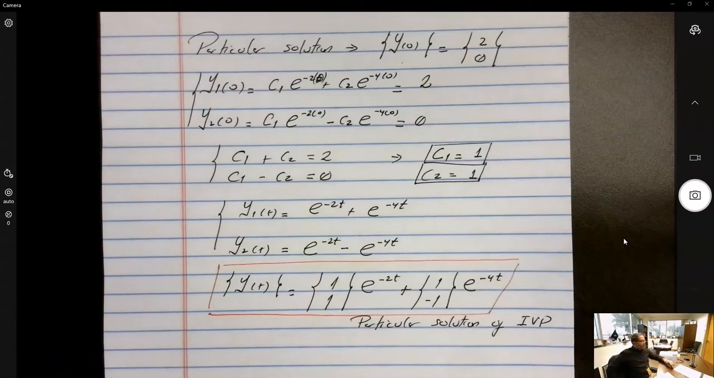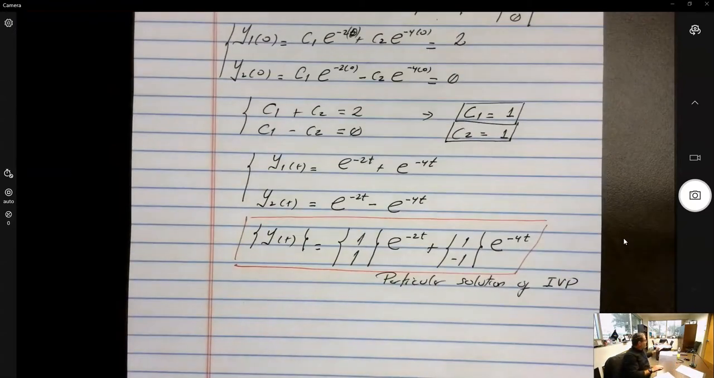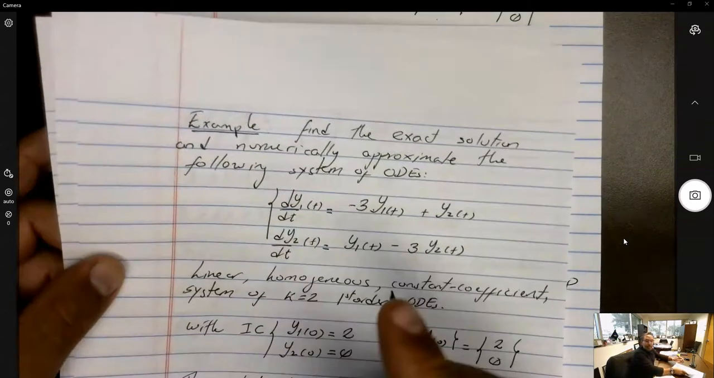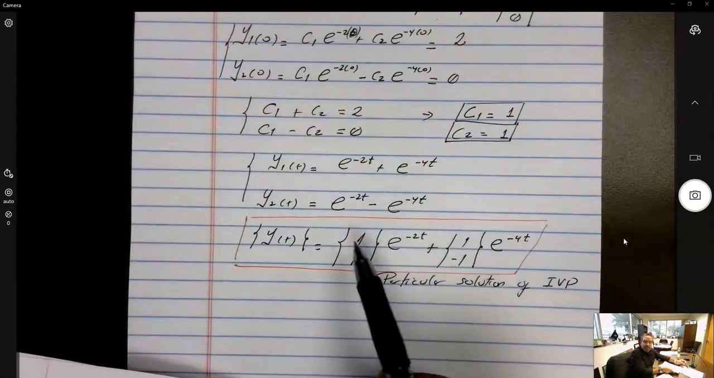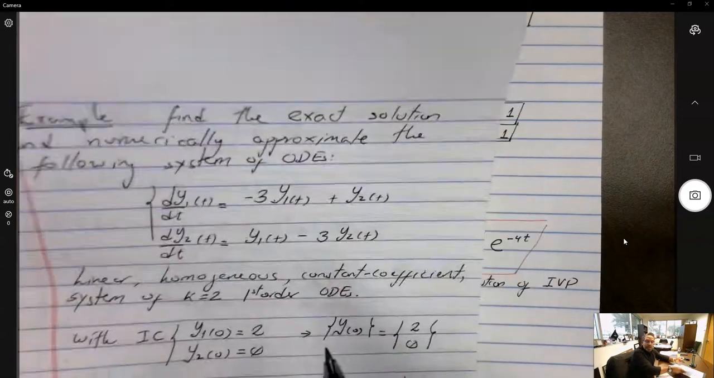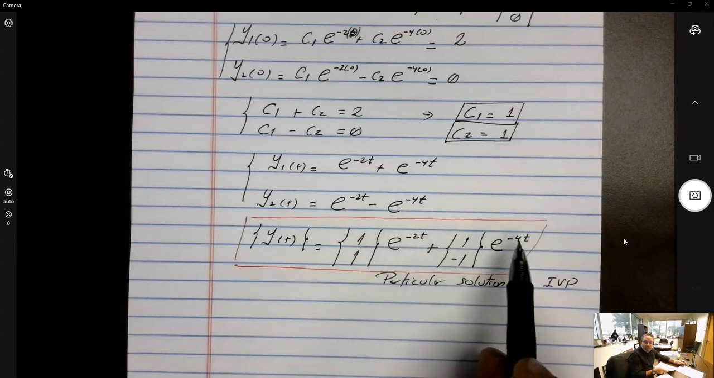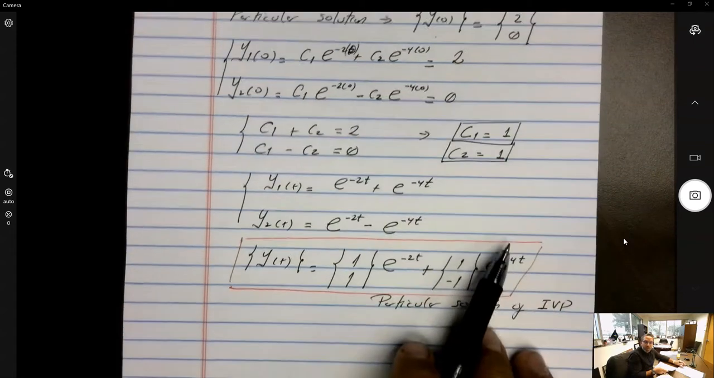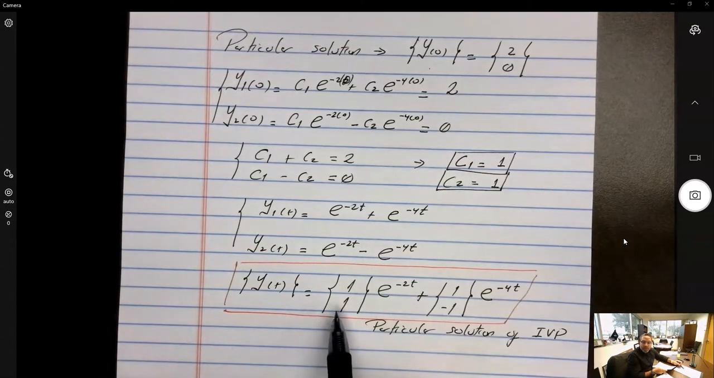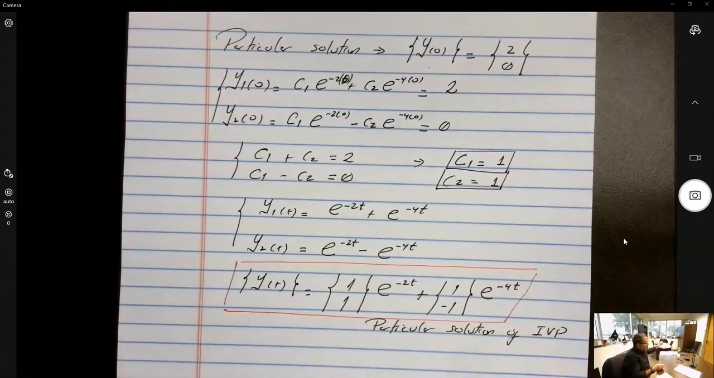Okay. This basically satisfies both simultaneously the system of ordinary differential equations originally given, and the initial conditions. You can test it. You can take each one of these and plug it in here and take the derivative of the first one. You'll see it matches. But it also satisfies the initial condition. If you make t equal 0, you get 1 plus 1, that's 2. And on the second row, you get 1 minus 1, which is 0. So it satisfies.